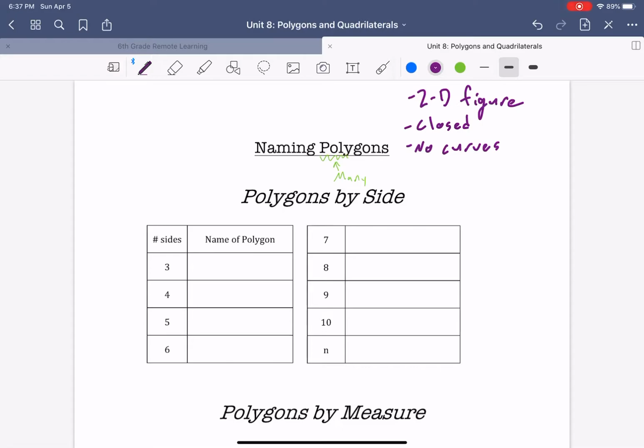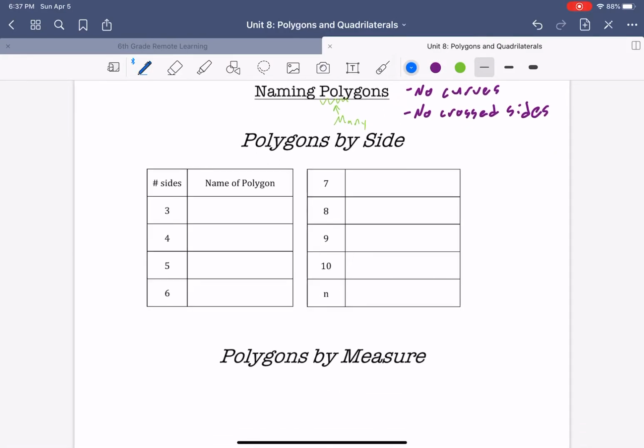Okay? And then kind of depending on who you talk to, sometimes the additional requirement of no crossed sides is thrown in there as well, because you could consider that two polygons that share a vertex. Okay, so that's how we determine if something is a polygon to begin with.